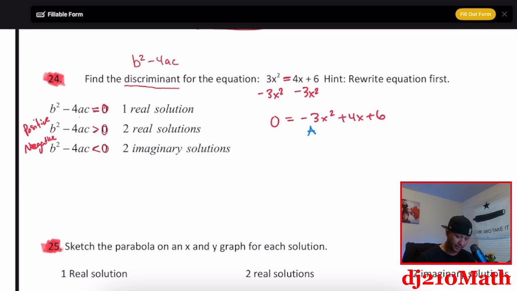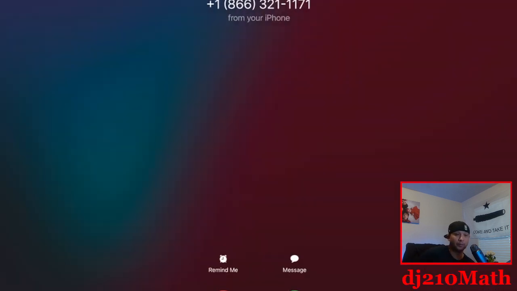So this is my A, this is my B, and this is my C. And we just plug them in. B squared, so 4 squared, minus 4 times A, which is negative 3, times C, which is 6. Now, if this comes out to 0, we have one real solution. If this comes out to a positive number, we have 2 real solutions. And if it's a negative, it's 2 imaginary numbers.